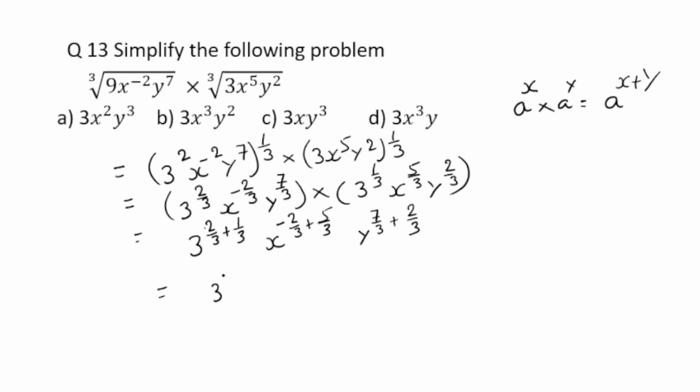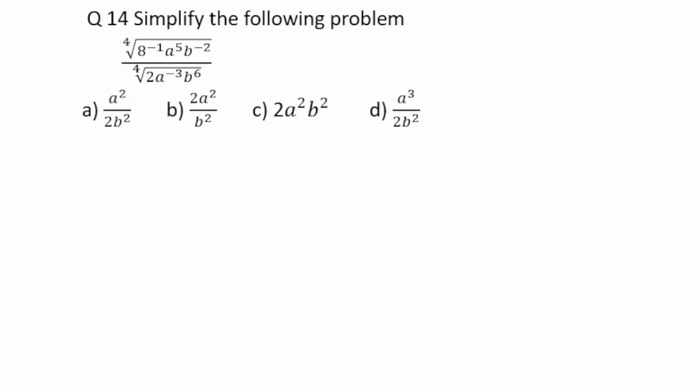3 to the power, the LCM is 3. 2 plus 1, 3. X to the power minus 2 plus 5, 3. Y to the power 7 plus 2, 9. This 3 cancels, 3 cancels, 9 divided by 3, 3. 3x y to the power third. The answer is C, 3x y to the power third.